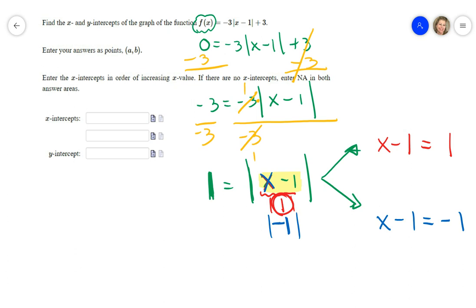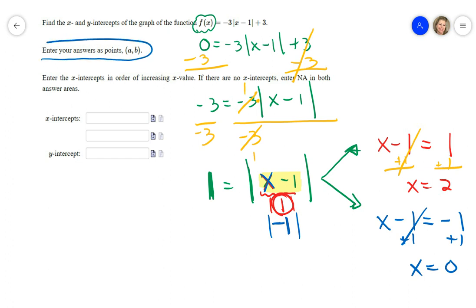And now just solve each one of these. I would add 1 to both sides, bada bing, and I get x is equal to 2. And here I would add 1 to both sides, so that cancels, and x is equal to 0. Let's see, enter the x-intercepts in order of increasing x value. If there are no x-intercepts, enter not applicable in both answer areas. Express answers as points A, B. So they want them as ordered pairs, and they want them in increasing x value.